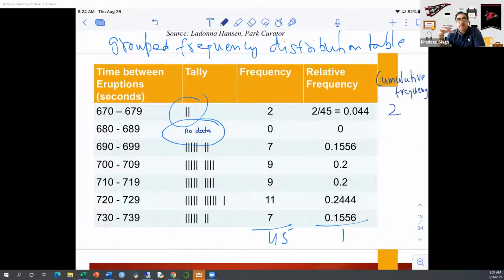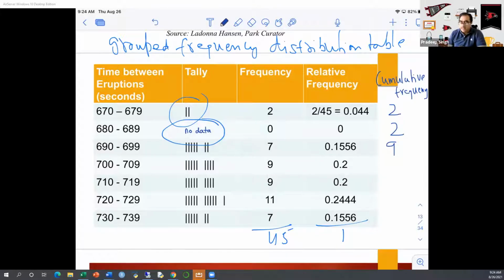In the next class, you have 0 values, so that means it still remains 2. How many values are less than 699 and less? So that means you add 7 to it, so it becomes 9. So you keep on adding all the preceding frequencies.